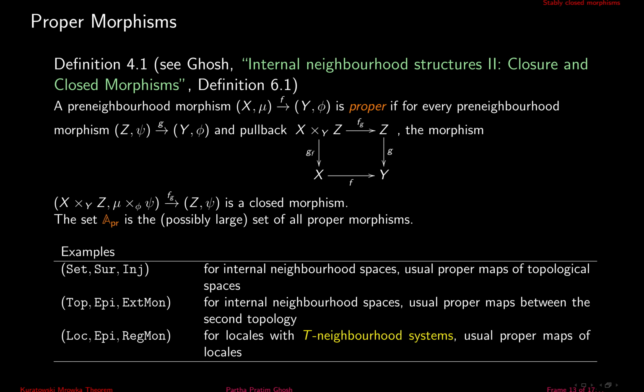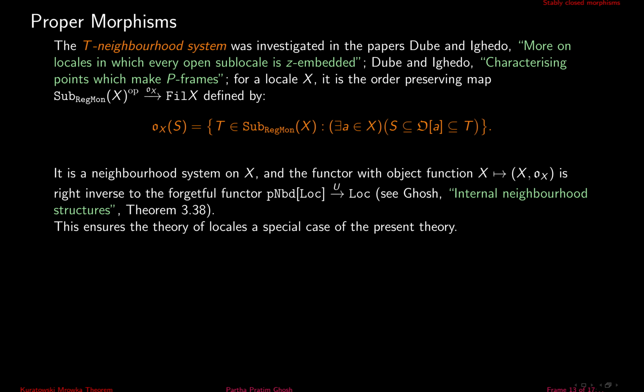Examples in familiar cases are the same old ones, precisely the same old ones. In locales, something needs to be stated. Themba and Igedo investigated what is now called a T-neighborhood system. So for a locale X and a sublocale S, its T-neighborhoods are all the sublocales T such that between S and T there is an open sublocale. This turns out to be a neighborhood system on X.